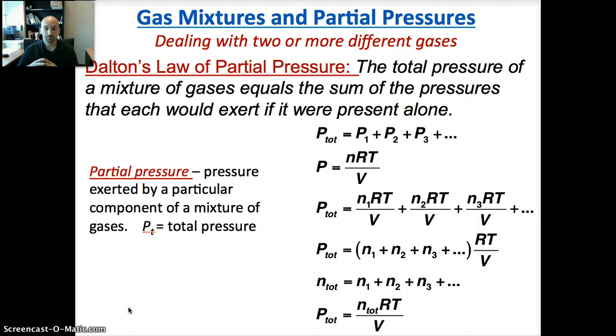Last thing is going to be pretty quick. We've been talking about a single gas, but what about gas mixtures? A gas mixture is going to contain 2 or more different gases. And we can determine the pressure of the overall gas mixture by calculating the pressure exerted by a particular component of a gas mixture. We call this the partial pressure of a gas. Dalton defined the law of partial pressure, which basically said the total pressure of a mixture of gases equals the sum of the pressures that each would exert if it were present alone. So total pressure is equal to P1 plus P2 plus P3, etc. We can substitute in, and what we find is the total pressure of a gas is equal to the total moles of gas, RT over V.